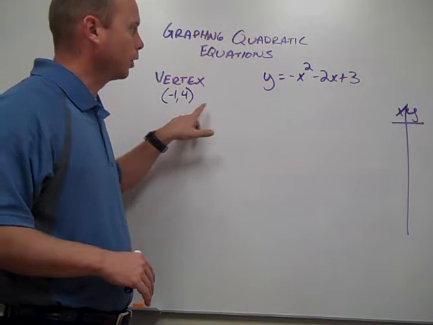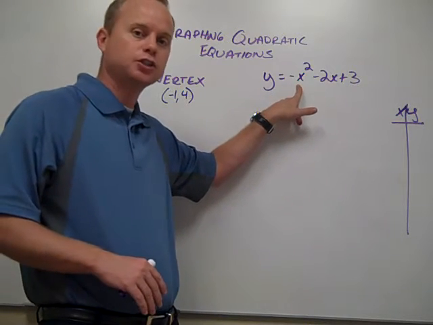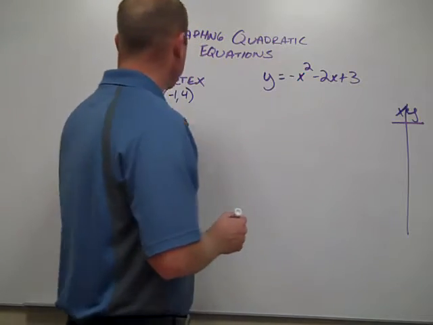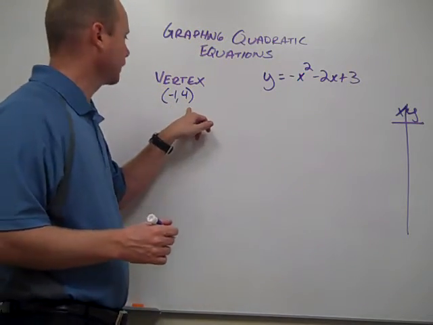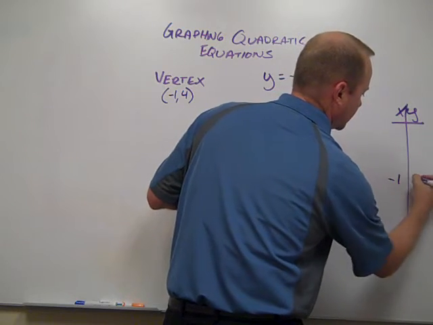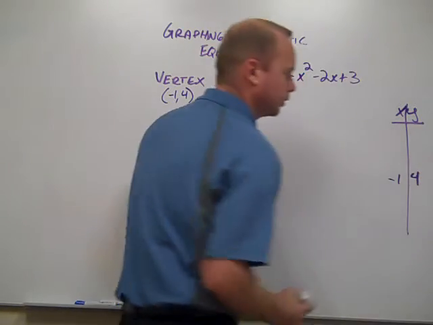It's going to be negative 1, 4. Here's my equation, y equals negative x squared minus 2x plus 3. Okay, so we know that my vertex is negative 1, 4. So my x value on that one is going to be negative 1. My y value on that one is going to be 4.